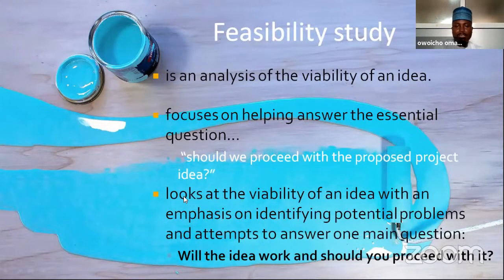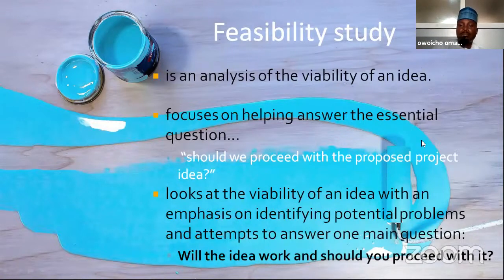So point 3 on the screen, if you look at it, says a feasibility study looks at the viability of an idea with an emphasis on identifying potential problems. It is an attempt to answer one main question: will the idea work? Should we proceed with it? So what were the problems with the machine? Some say power, some say what if it gets faulty? Now, you could attempt to answer some of these questions, and if your answers are good, then you proceed with it, such as: what if we power the machine with solar? What if we power the machine with a battery that can last for so long? What if you identify those problems and then you attempt to answer them, you will now know whether you can proceed with the idea or not. All right.